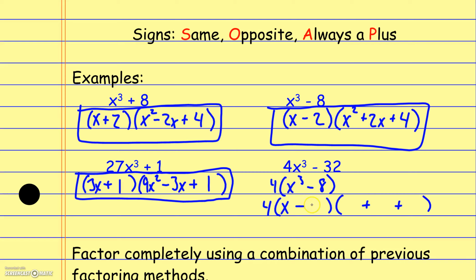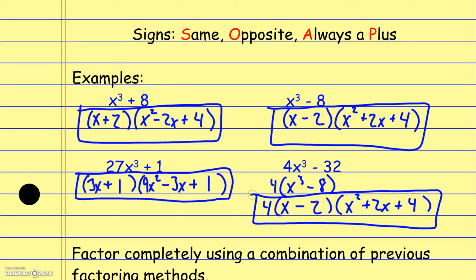The cube root of x to the third is x. The cube root of 8 is 2. When I take that first piece and square it, it's an x squared. When I take the second piece and square it, it's a 4. And then when I multiply the two pieces, it's a 2x. So again, we're memorizing that pattern. And the thing about shortcuts like this is, again, they only work when I factor out the greatest common factor first. So make sure you factor out that 4 first.